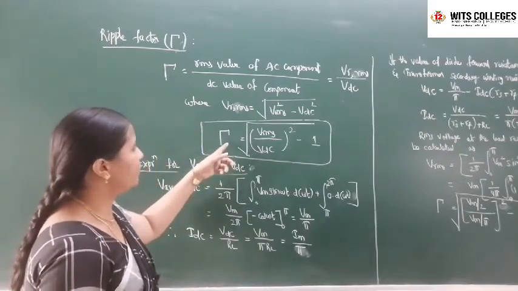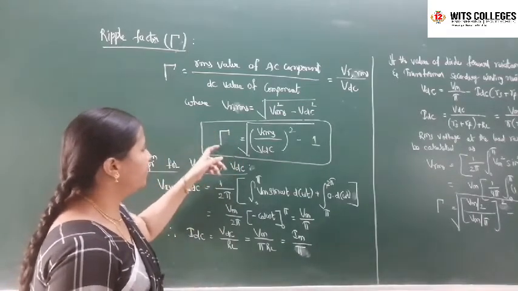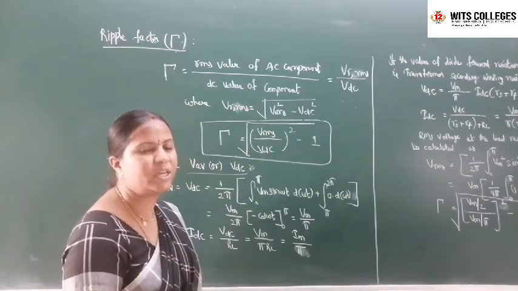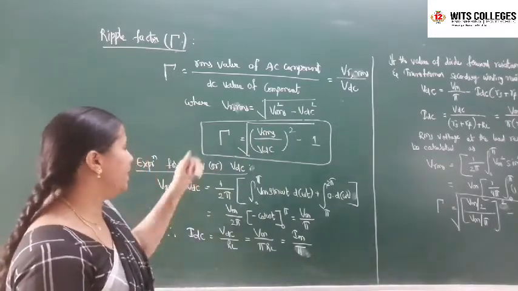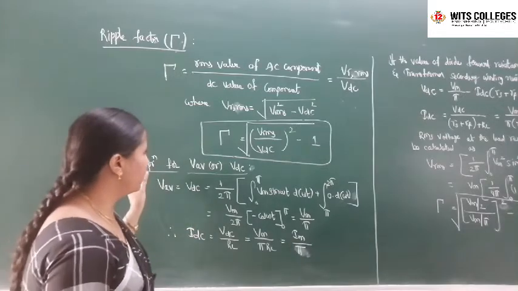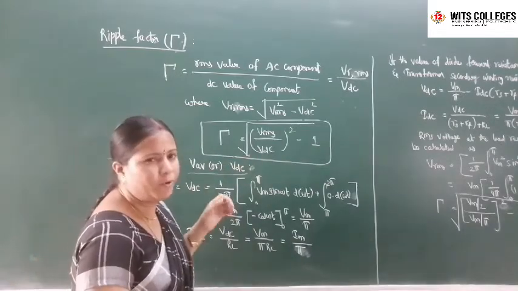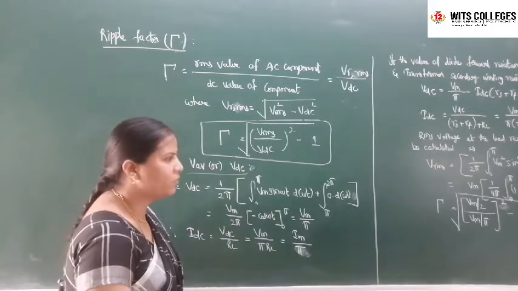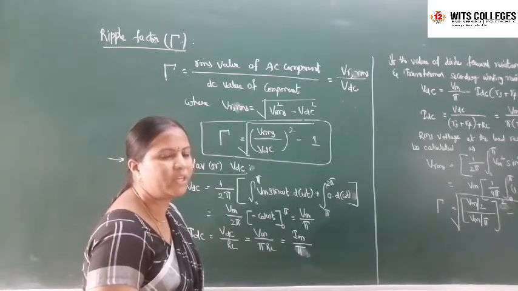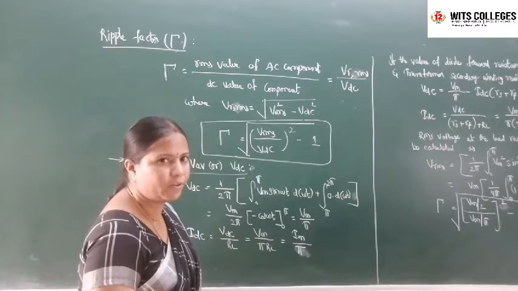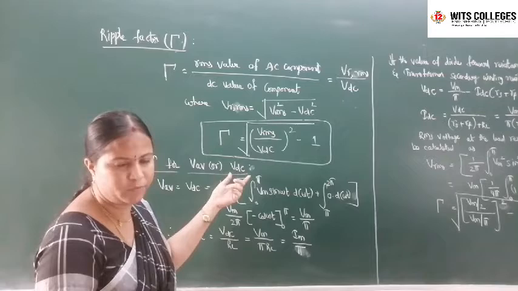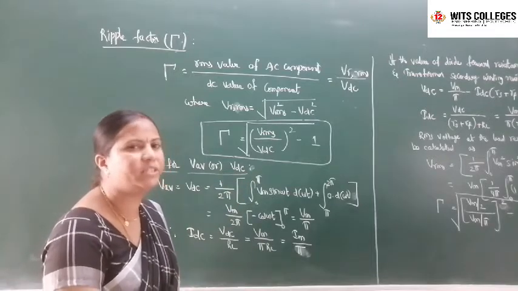So from this you will get the ripple factor equal to the square root of (VRMS by VDC) whole squared minus 1. So this is the ripple factor equation of the rectifier. If you calculate the ripple factor of the half wave rectifier, you will get 1.21. So that is the ripple factor of the half wave rectifier. For that you have to calculate the average voltage or DC voltage and average current or DC current.